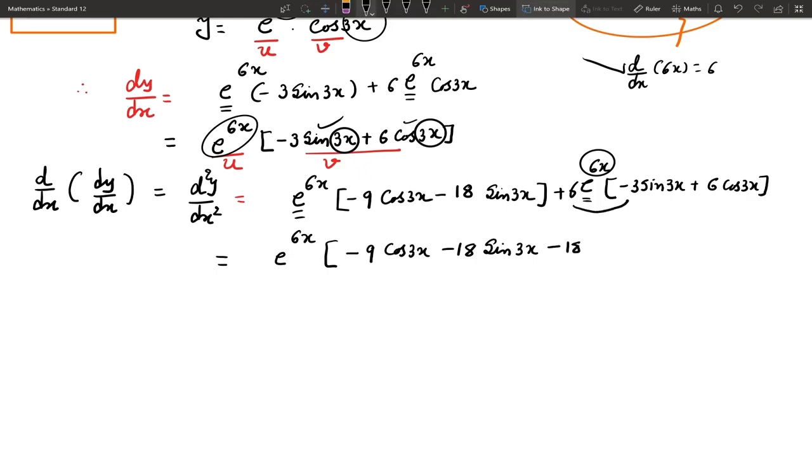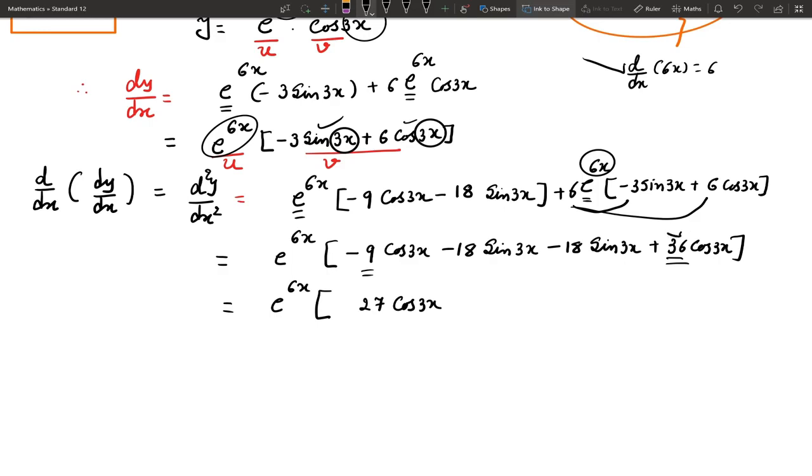minus 18 sin 3x, this is 36 cos 3x. So 36 minus 9, so this is e raised to 6x, 27 cos 3x plus 36 minus 9.